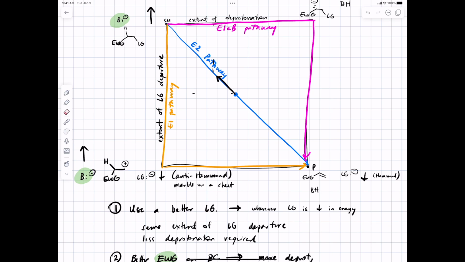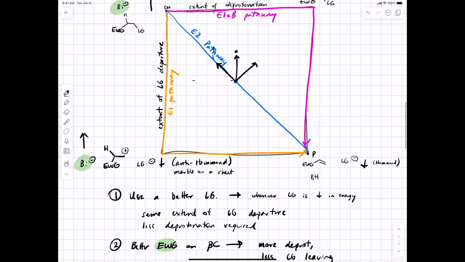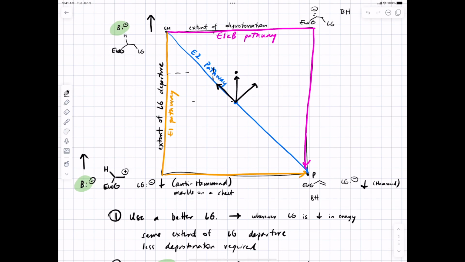We're raising this corner of the sheet. The marble should roll that way, perpendicular to the corner where we made the change. The net effect will be to move our transition state here. Overall, compared to where we started, we have the same extent of deprotonation, but now less leaving group departure.